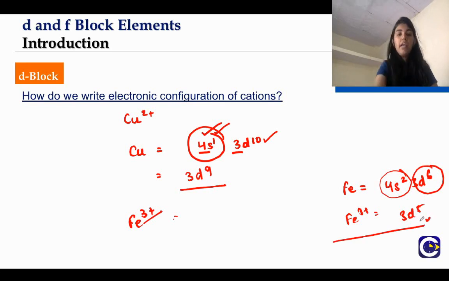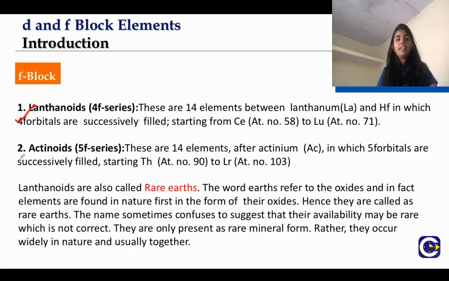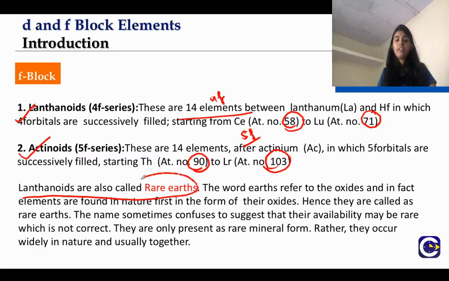Okay. Next is the lanthanoid and the actinoid series. I have already explained that lanthanoids are 14 elements starting from 58 to 71, and actinoids are again 14 elements starting from 90 to 103. In lanthanoids the 4f subshell is filled and in actinoids the 5f subshell is filled. Lanthanoids are also called rare earths. They are not called rare earths because they are rare in nature, but because they are found in nature first in the form of their oxides. They are very abundant, but abundant in the form of their oxides. That is why we call them rare earth metals.